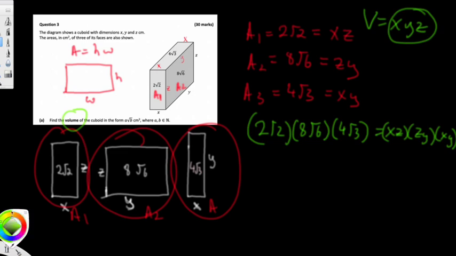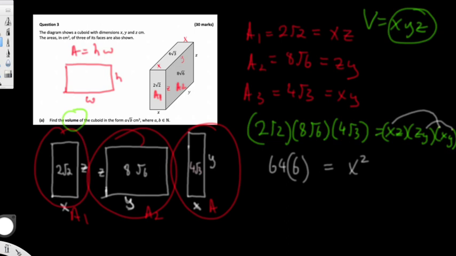okay? Now if we look at this one here, well, we've got 2 times 8 times 4, which is 64, and then root 2 by root 3 is root 6, and then root 6 by root 6 will be times 6. And on the left-hand side, we have x squared, because we have an x with another x, a y with another y, and a z with another z. So x squared, y squared, z squared. And now we can get that xyz is equal to the square root of this side here, which is going to be 8 times root 6.